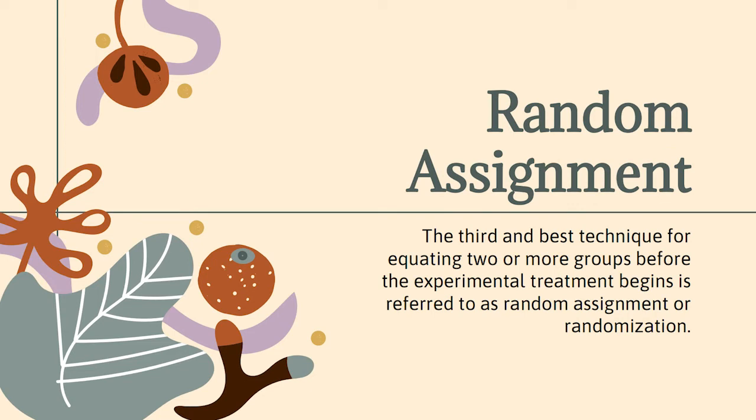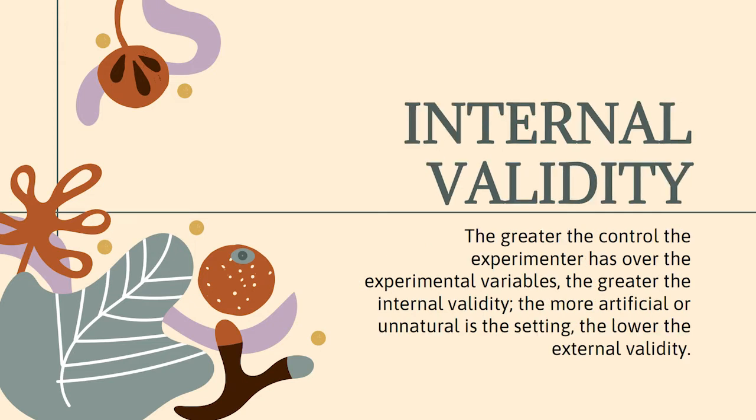Random assignment. The third and best technique for equating two or more groups before the experimental treatment begins is referred to as random assignment or randomization. Specific techniques used for random assignment are often essentially the same as those used for selecting random samples. Internal validity. The greater the control the experimenter has over the experimental variables, the greater the internal validity; the more artificial or unnatural the setting, the lower the external validity.